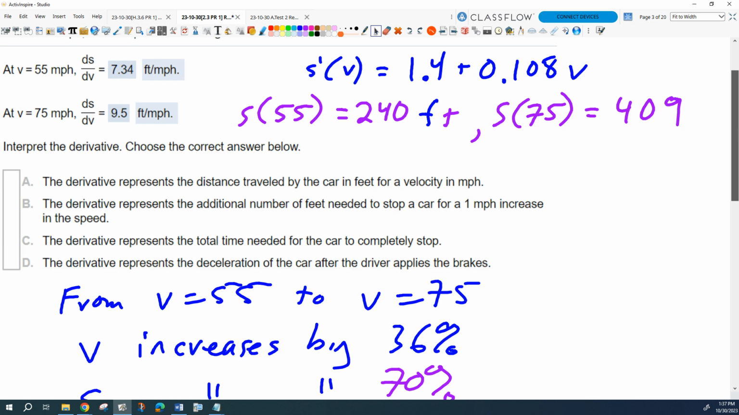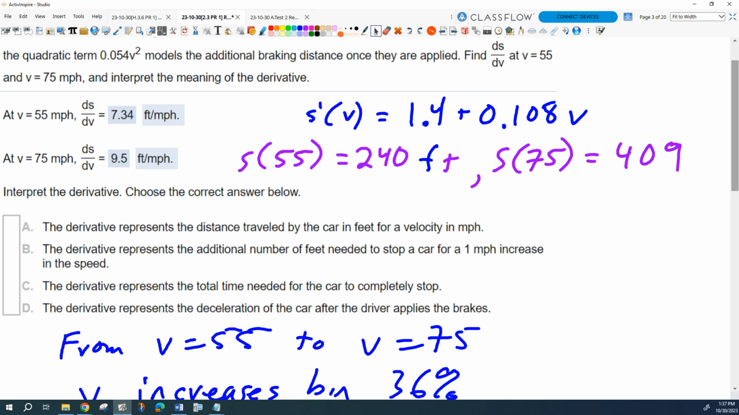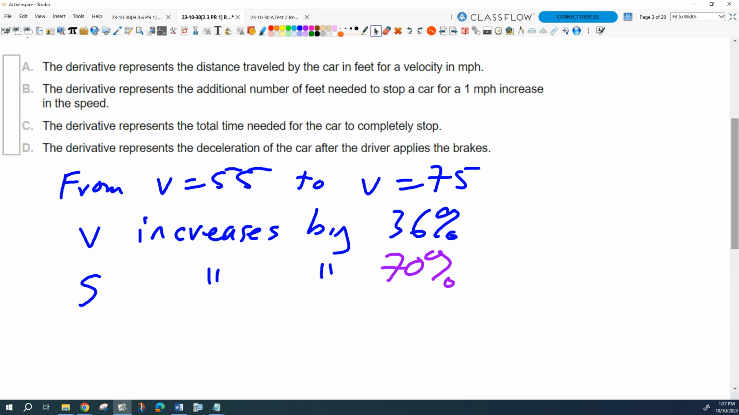Oh, actually, we didn't get that far, did we? We were looking at S of V. The stopping distance at 55 miles per hour was significantly less than the stopping distance at 75 miles per hour. We made the statement that increasing your speed from 55 to 75 means you're only increasing your speed by 36%, but your stopping distance is increasing by 70%.